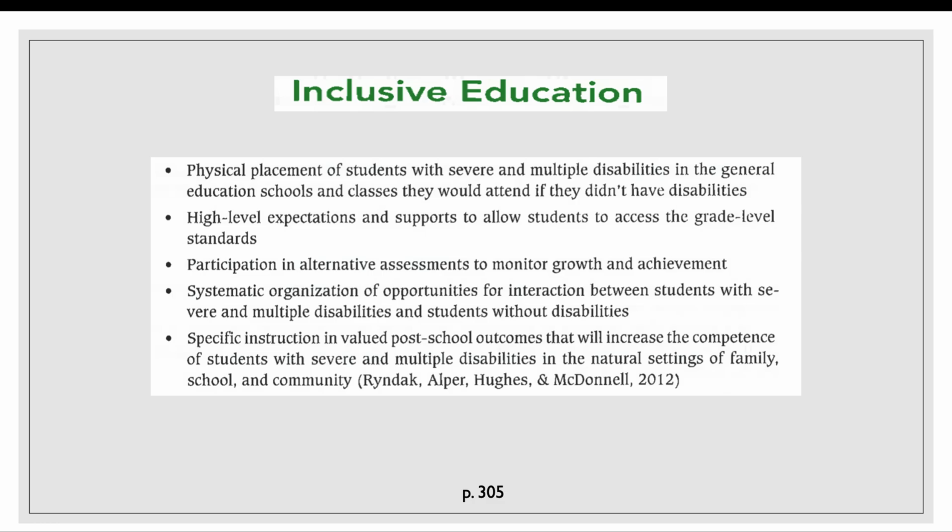Specific instruction in valued post-school outcomes that will increase the competence of these students in the natural settings of family, school, and community. Okay, now what that means is you are providing them with post-school outcomes. You're setting some outcomes. By the time they complete their education in this high school, they will have achieved these outcomes, which will enable them to function after they graduate. They will be able to function in society, in their community, and in their family settings.